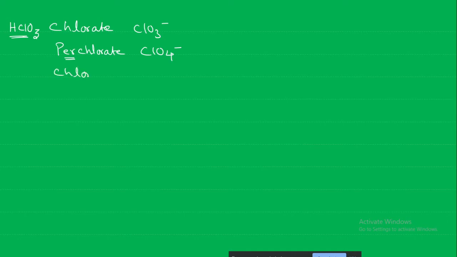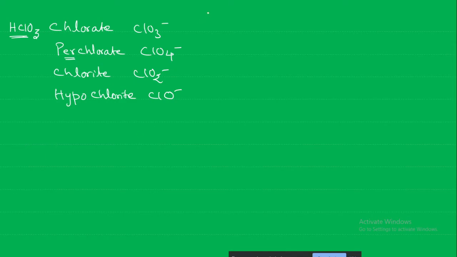Chlorite. Guess, tell me, what is chlorite? ClO2 minus. Because here it is ClO3 minus, chlorite will be ClO2 minus. Hypochlorite: ClO minus. Further we decreased one oxygen. Hypochlorite. Okay, this is one segment.